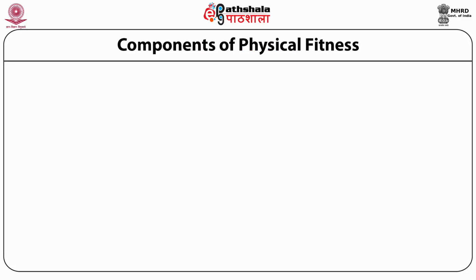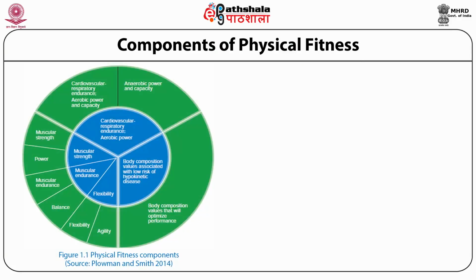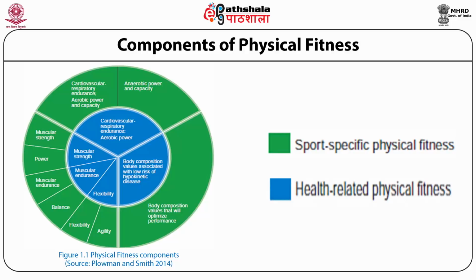Now let's have a look at the components of physical fitness. Now we have understood that physical fitness can be sports specific or health related. The components of health related physical fitness include flexibility, muscular endurance, muscular strength, cardiovascular respiratory endurance or aerobic power, and body composition values associated with a low risk of hypokinetic diseases.